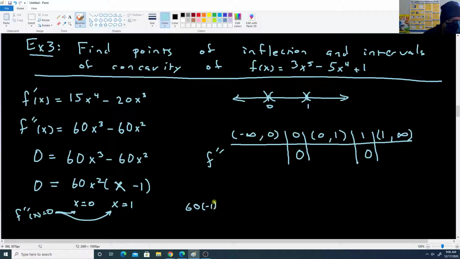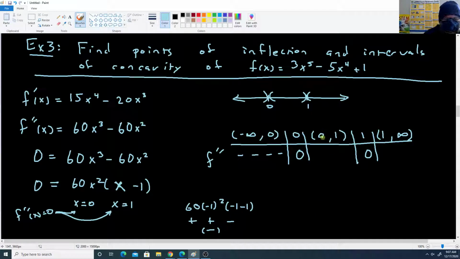So I'll have 60 times negative 1 squared times negative 1 minus 1. 60 is positive. When you square a negative 1, that's going to be positive. Negative 1 minus another 1 is negative. Positive times negative, the end result is negative. So we're negative over that region.